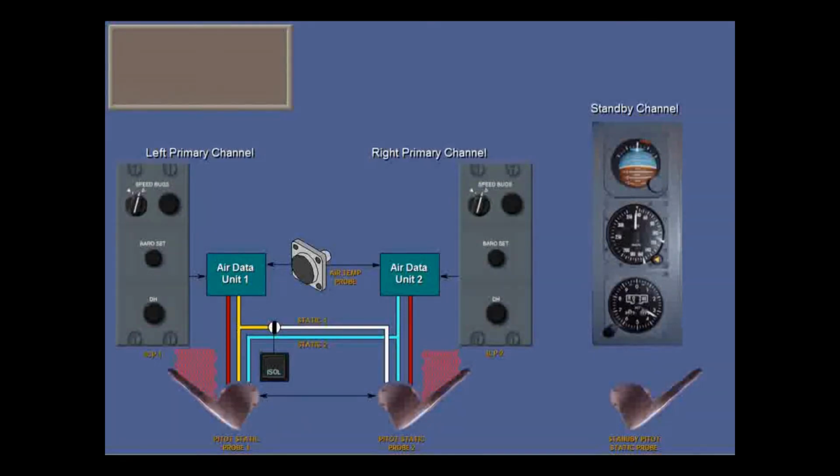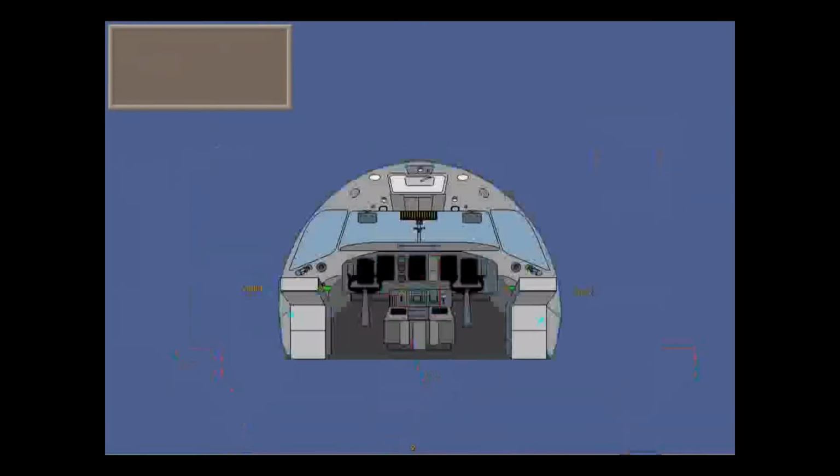The primary probes are electrically heated by AC power and the standby probe by DC power. If you need to find the air data units, they're on the aft bulkhead underneath the circuit breaker panels.